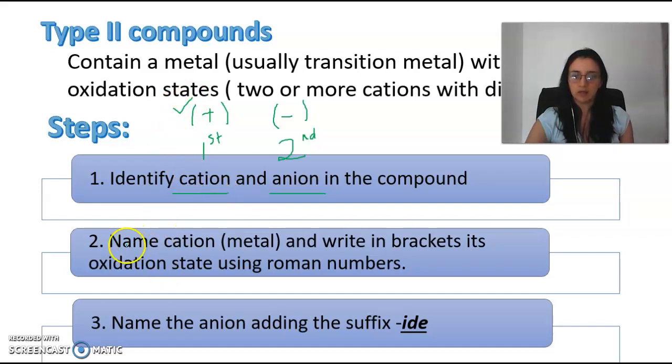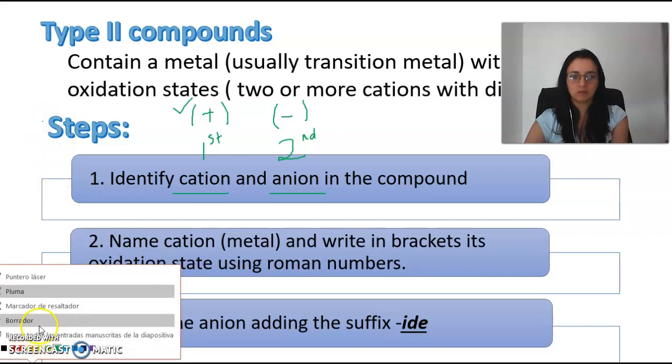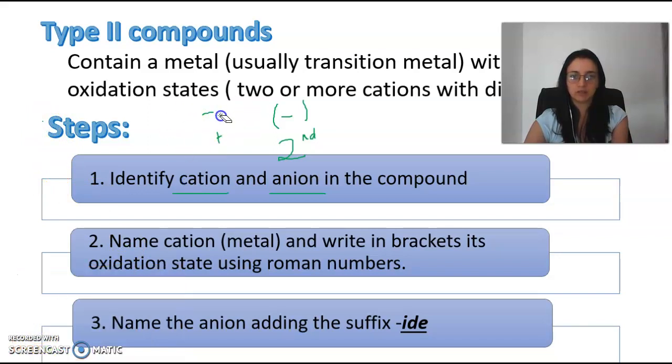And then second step, name the cation and write in brackets the oxidation state. So this is the step that changes in this type 2 compound. First step, exactly the same. Second step, we have to add the oxidation state. And then step 3, if you notice, is exactly the same that we did in type 1 compound. So it's going to be a little bit easier to get this one because the steps are very, very similar. Okay, so let's have a look at some examples to clarify what we are saying here in these steps.